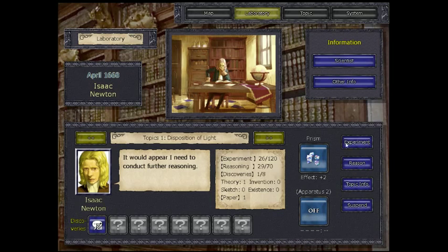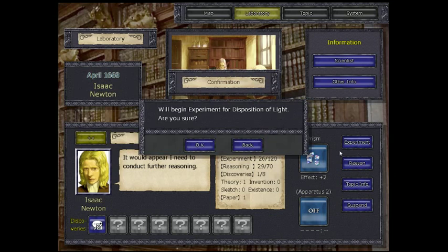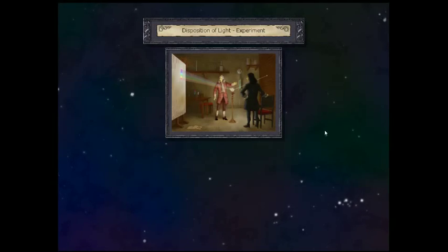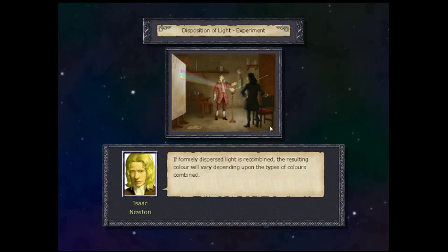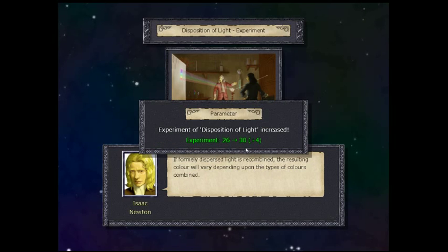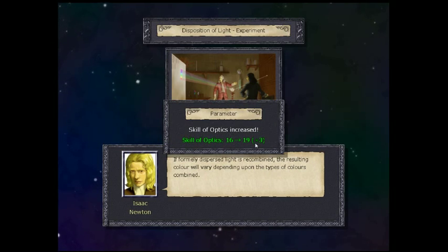Now it's time for... They want more reasoning. I'm going to go ahead and do an experiment. Reasoning doesn't take as long to maximize, though. But let's do an experiment. It is the springtime, right? Time for experimenting. Experiments do have twofold. If formally dispersed light is recombined, the resulting color will vary depending upon the types of color combined. Experiment went up 4, and then skill in optics also goes up when you do that. So our skill is at 19.